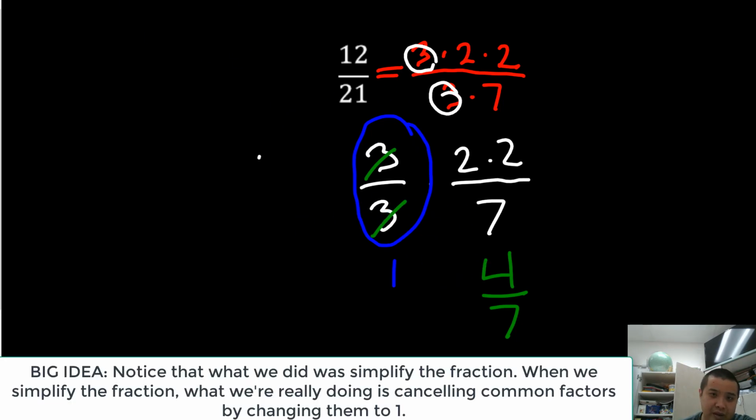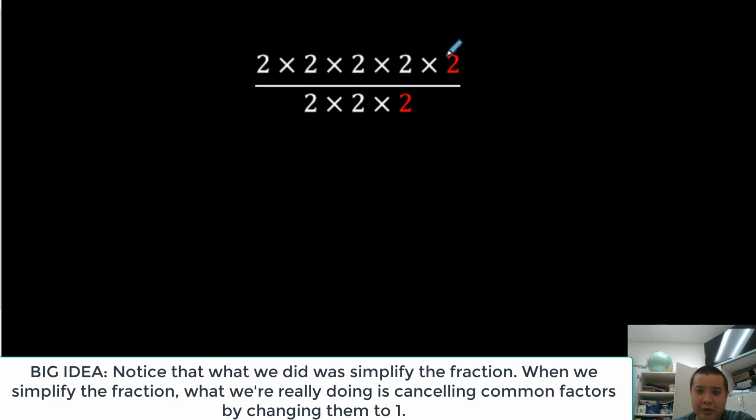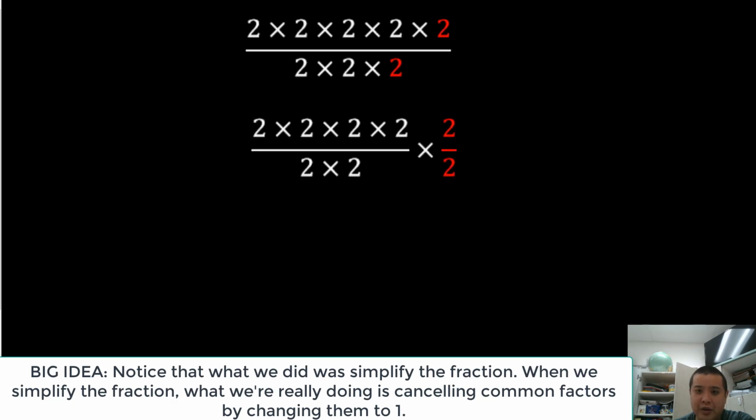Okay. So let's try that out over here. So here we're asked to simplify and write in exponential notation this fraction right here. So we're going to take a look at that fraction, and we're going to take a look at the last two factors of both the top and the bottom, the numerator and the denominator. What we can do with these two is pull them out and make it into a separate fraction. So we're going to go ahead and do that right here.